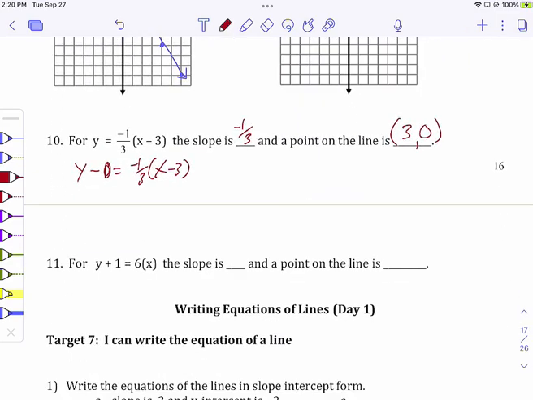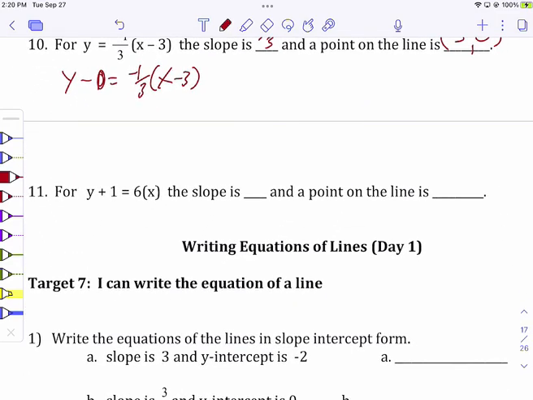All right, I know not all of you have 11 on your paper because it was cut off, but the slope is 6. This one, there's no number by the x, so that's a 0, and then this is the opposite of that, so it's -1. Okay.